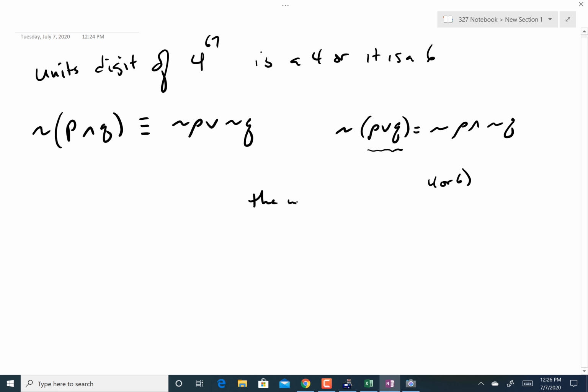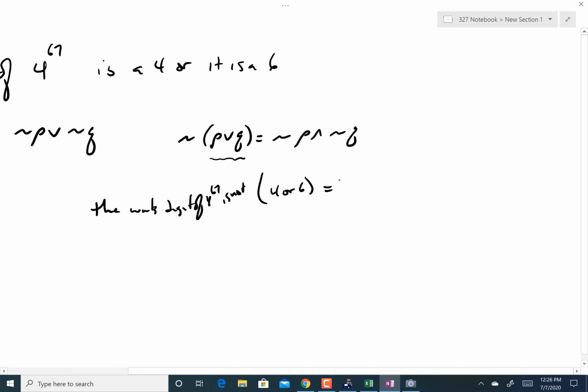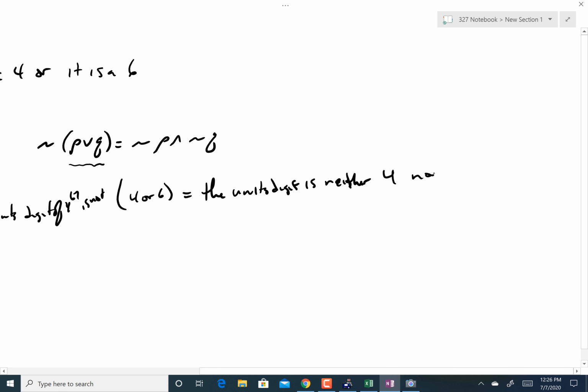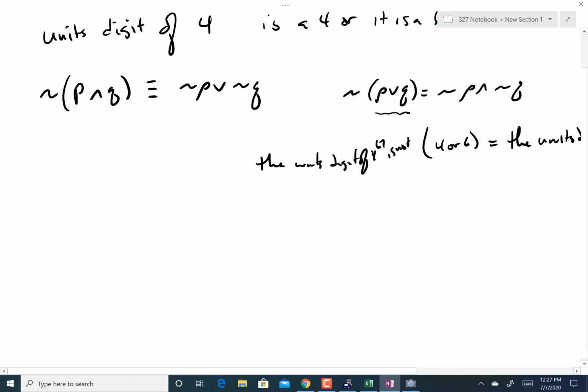The units digit of 4 to the 67 is not 4 or 6, which is equivalent to saying the units digit is neither 4 nor 6. Okay, so you can do it that way.